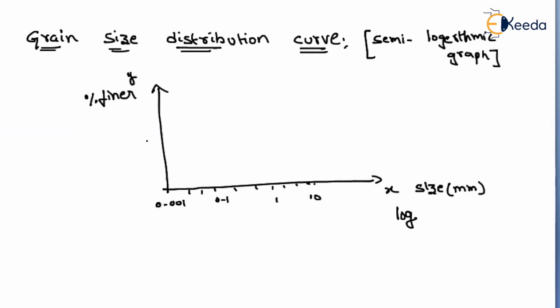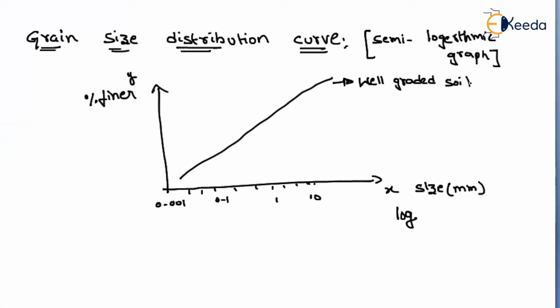Suppose I draw a graph with respect to the size and the percentage finer, and I get a graph like this. That means every diameter of the particle has some values. So we will call this a well graded curve, or a well graded soil. What is the meaning of well graded? All the sizes of the particles are included here, so that's why it is well graded.